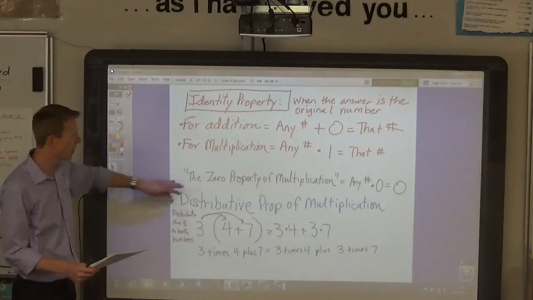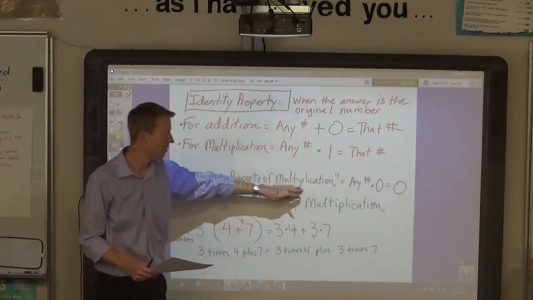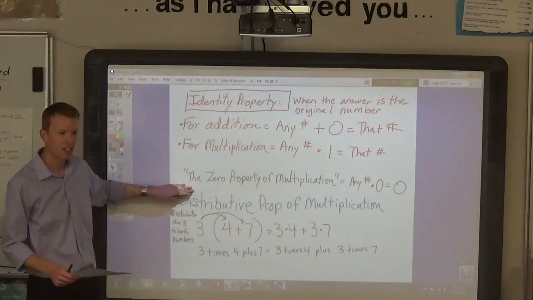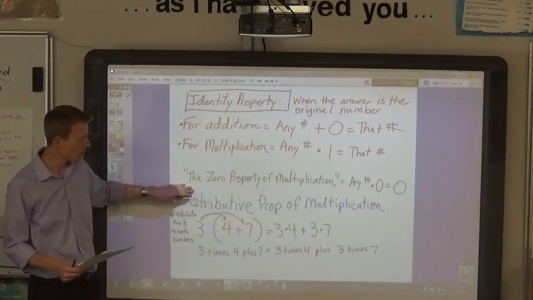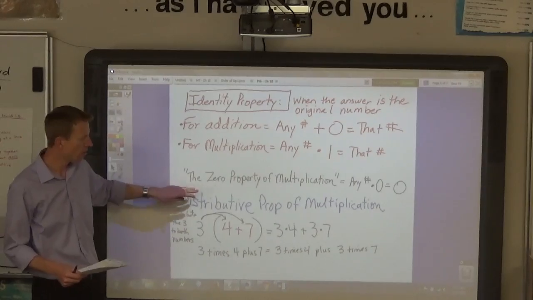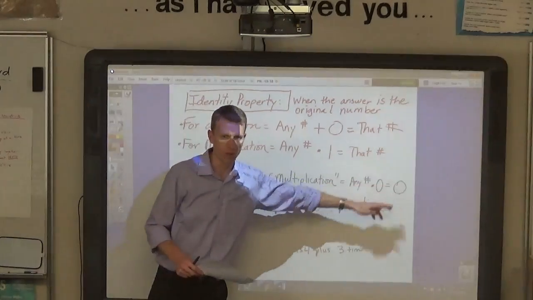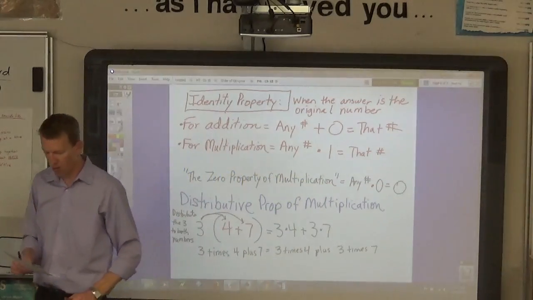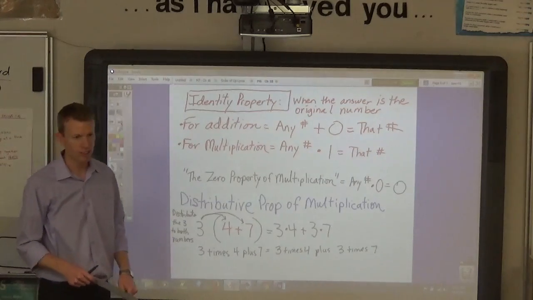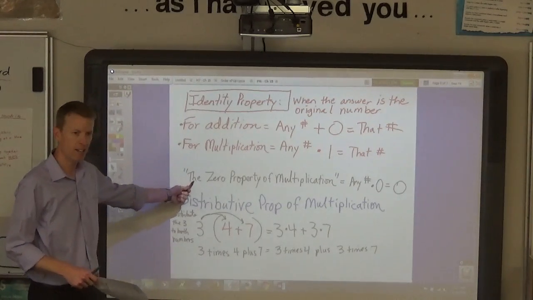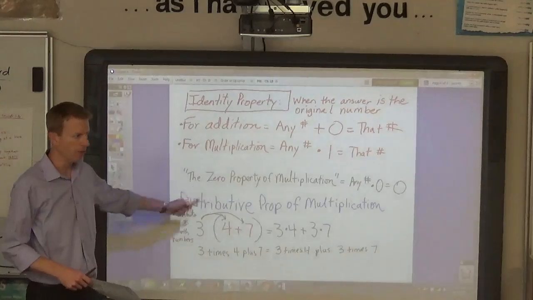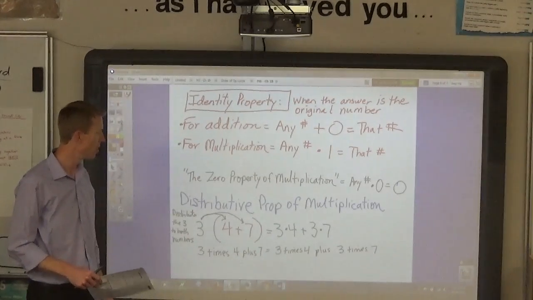Yep, this is the 0 property. Here it is. The 0 property of multiplication. Any number times 0 equals 0. So look at number 2. 41 times 0 equals 0. That's the 0 property of multiplication.